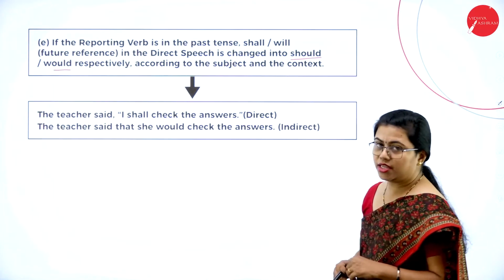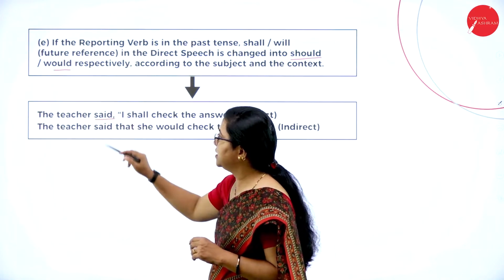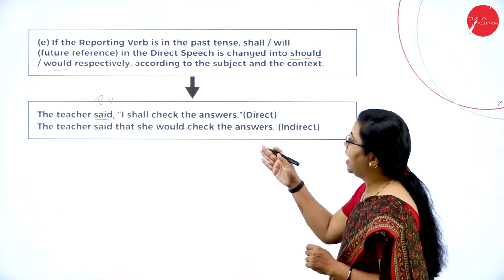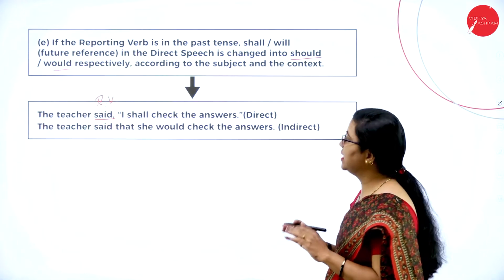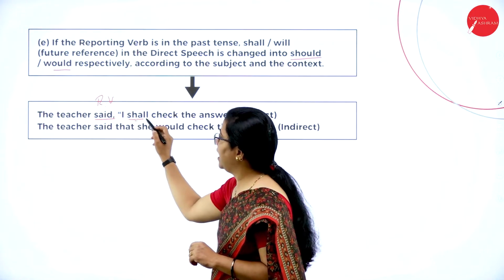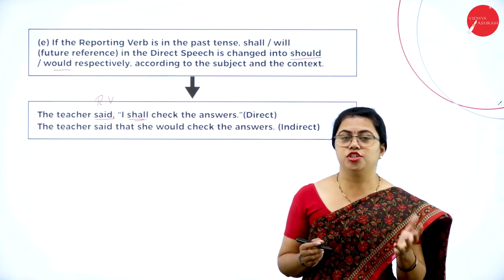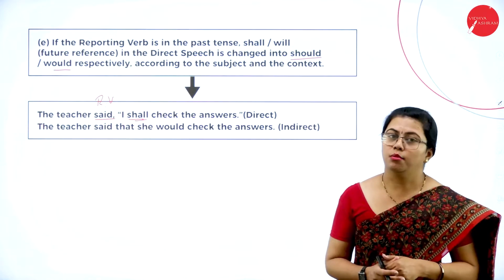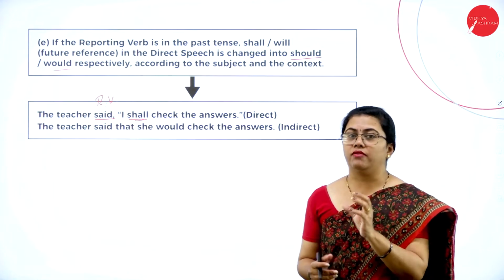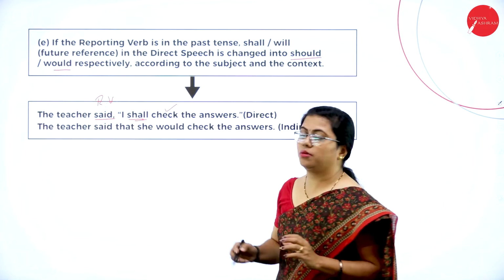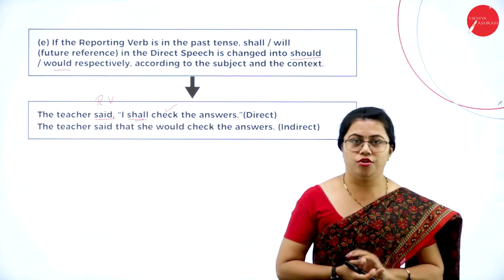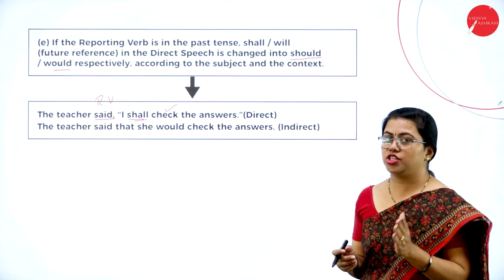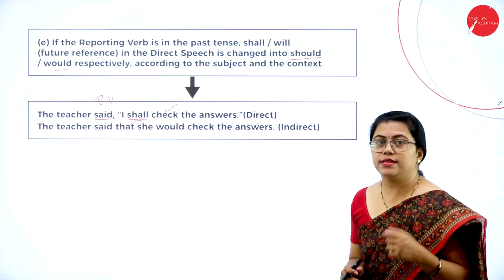The teacher said, so you already remember that this is the reporting verb. Okay, the teacher said, I shall check the answers. So this is in direct speech and there is a modal verb here. Hope you remember shall, should, would, will, could, can, must, all these are called as modal verbs, and along with the modal verbs there has to be another verb that is used in the sentence always. So here you can see I shall check the answers. Shall is used here along with the verb, that is a modal verb is used.